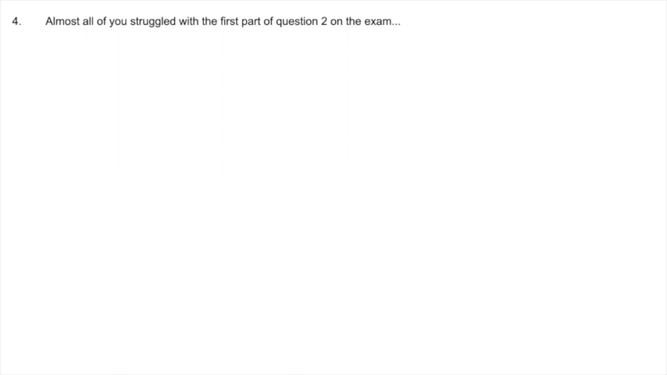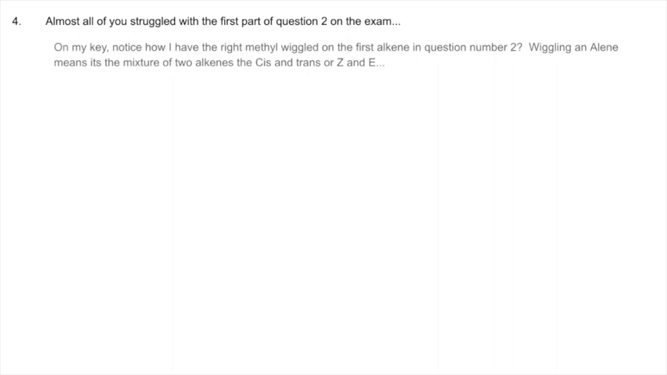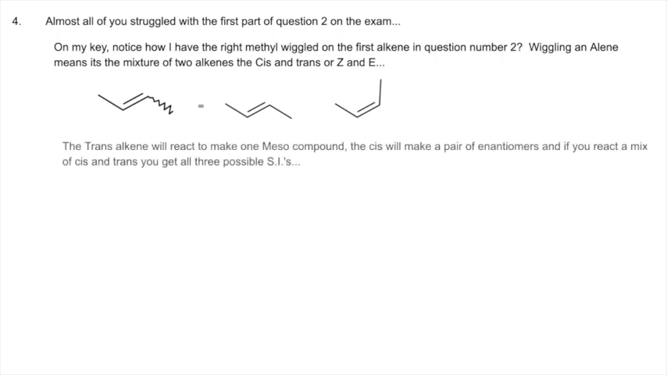Almost all of you struggled with the first part of question 2 on the exam. On my key, you'll notice I wiggled this methyl off of an alkene. What that means is, in this particular case, you have the trans and the cis alkene mixture. That's what you get from an E2. And a lot of you just gave the trans for some reason. The next step for that is a bromination, if you look at number 2 on the exam.